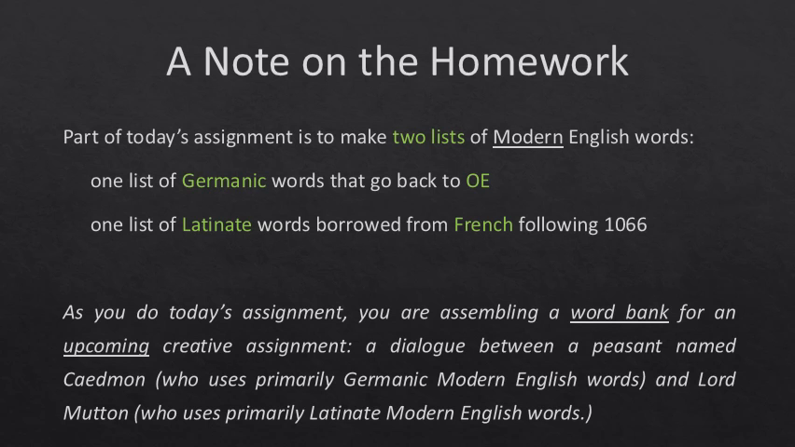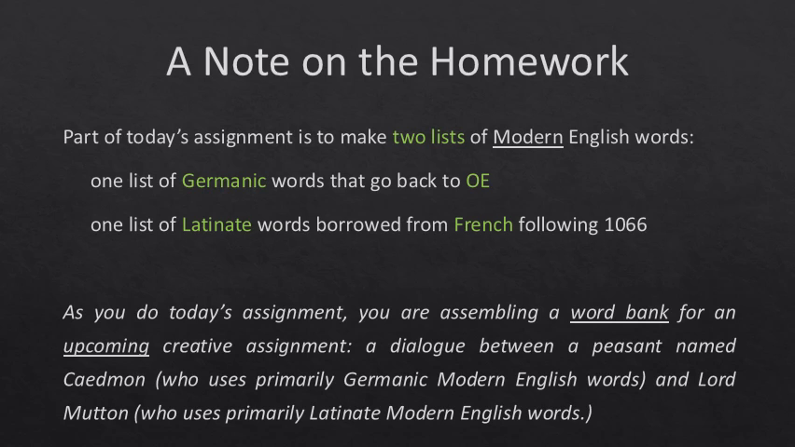A note on the homework. Part of today's assignment is to make two lists of modern English words. Modern English words, right? One list which are Germanic in origin. You can know for sure if they are found in one of our Old English texts. And another list which is Latinate. And here you can use our 5 methods, well, 4 of our 5 methods, that they were in fact borrowed from French following 1066. Likely, using the spelling, the register, the subject, and the list of ones that just are. They just are because they're in the reading.